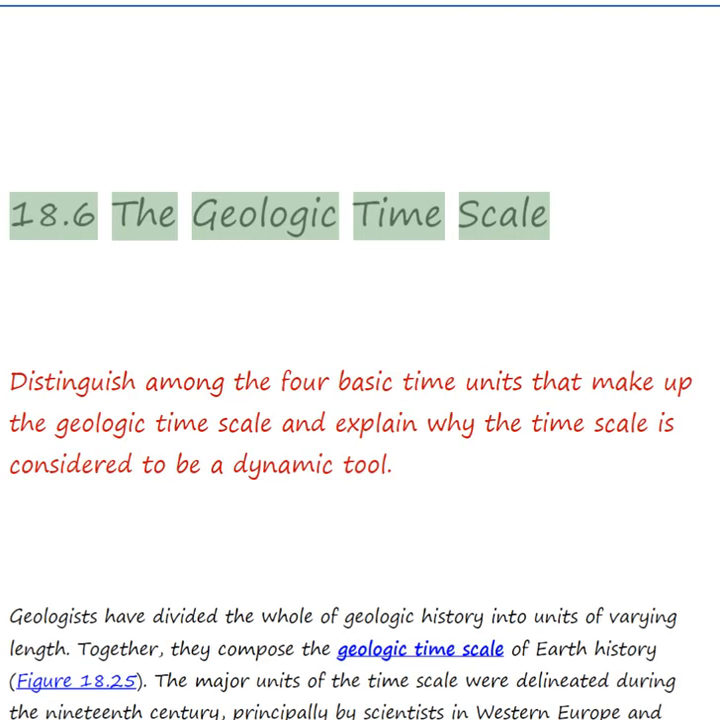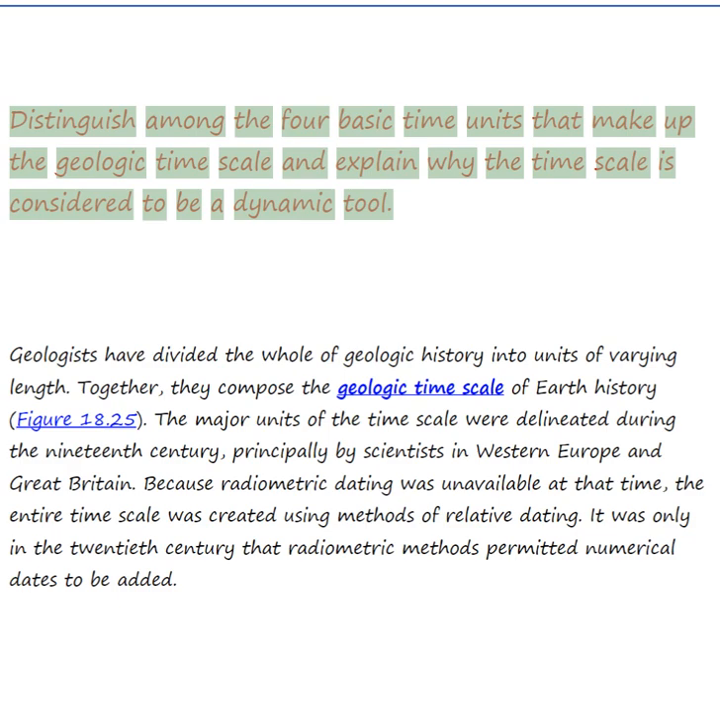18.6 The geologic time scale. Distinguish among the four basic time units that make up the geologic time scale and explain why the time scale is considered to be a dynamic tool.